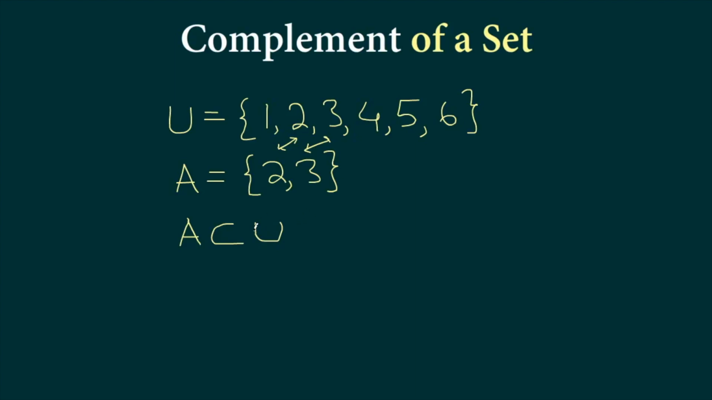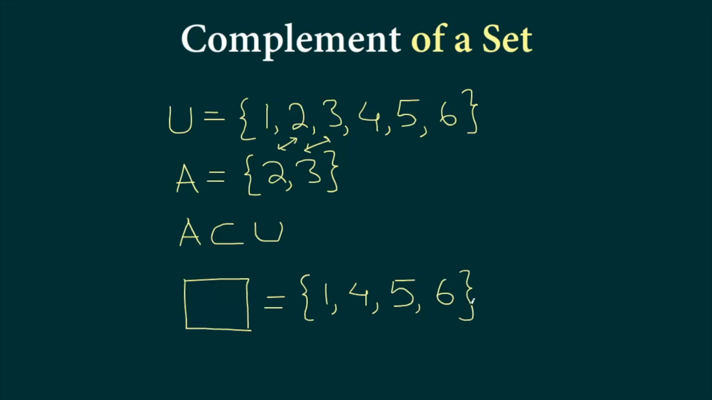Now, how do we write the remaining elements of the universal set which are not present in A? We don't know what we're going to call it yet, but let's write the remaining elements of the universal set which are not present in set A. What will those elements be? Well, all elements except 2 and 3. So 1, 4, 5 and 6. So let's write it over here: 1, 4, 5 and 6.